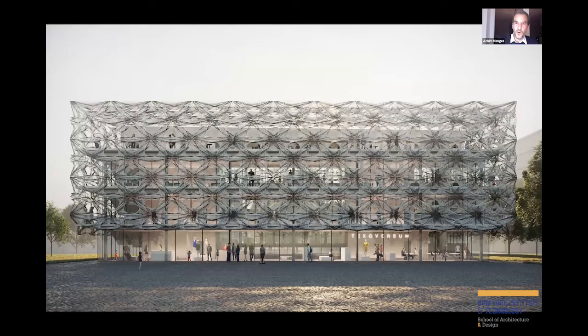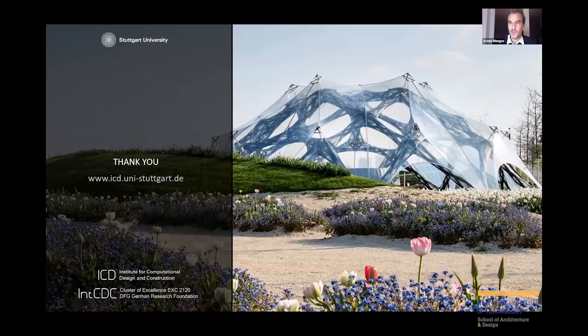There's also something that is now beginning to transfer into the built world. This is a building that we will complete next year, where we have an entire building envelope made from a very similar building system. With that, I would like to thank you for your attention, and I hope I didn't stretch the time too much. Thanks. Thank you very much, Achim.